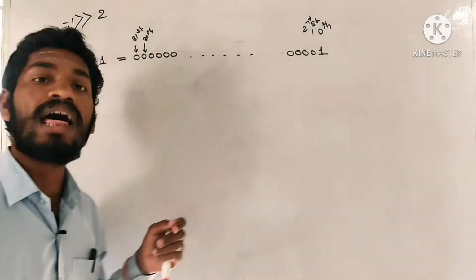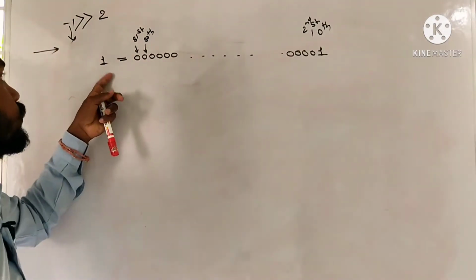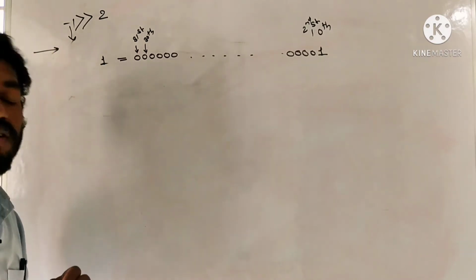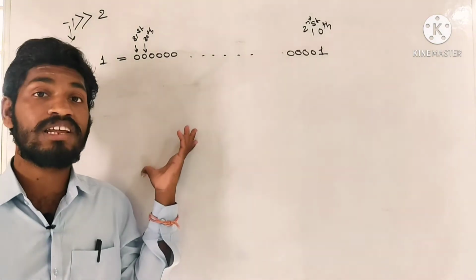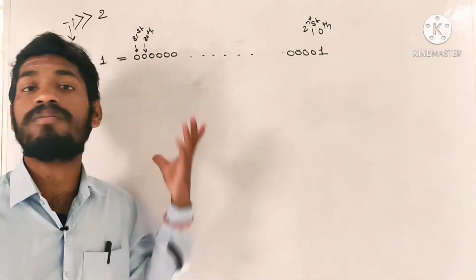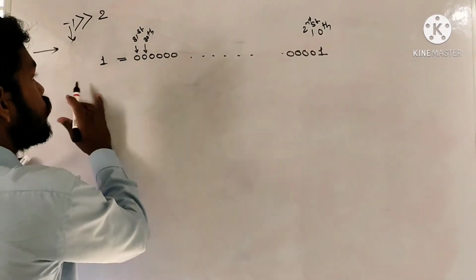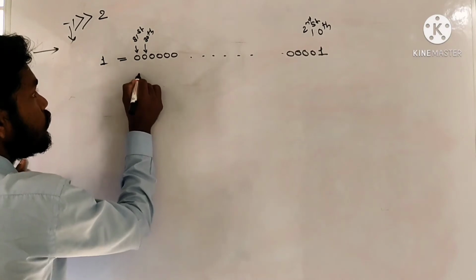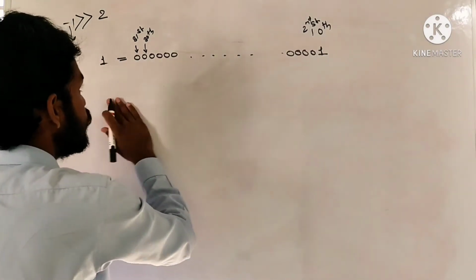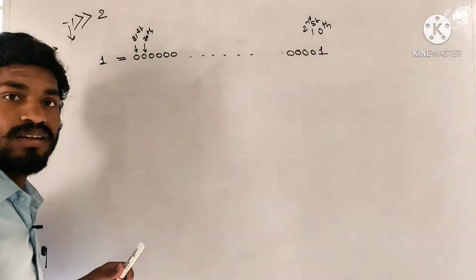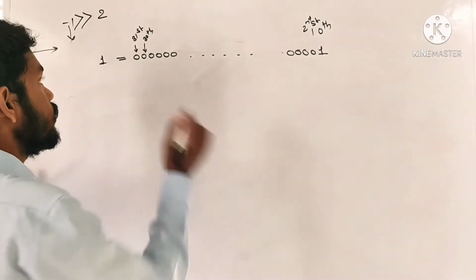Now, to find the binary equivalent of minus 1, we have to take the 2's complement of 1. I hope everyone knows how to find the 2's complement. While finding the 2's complement, first we take the 1's complement, then after adding the value 1, we get the 2's complement.